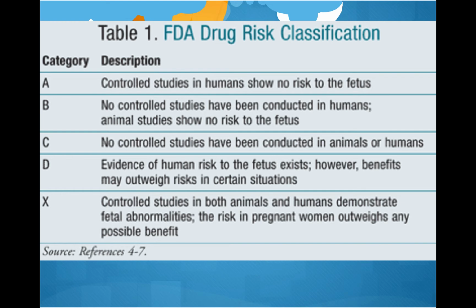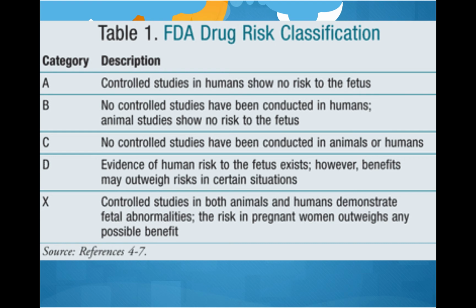Whereas maybe you've heard of Accutane, which is a drug that's used to treat acne. That is classified as X. If a person's going to go on Accutane, they have to take a pregnancy test to guarantee that they're not pregnant at the time that they begin it, and then they have to be on birth control, because controlled experiments done in both humans and animals with that particular drug demonstrate that there are fetal abnormalities that occur as a result of using the drug, and the risk in a pregnant woman outweighs any potential benefit.